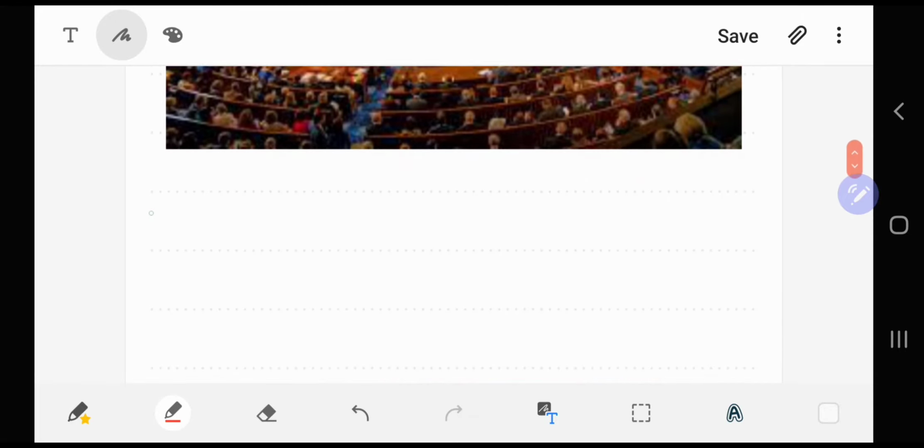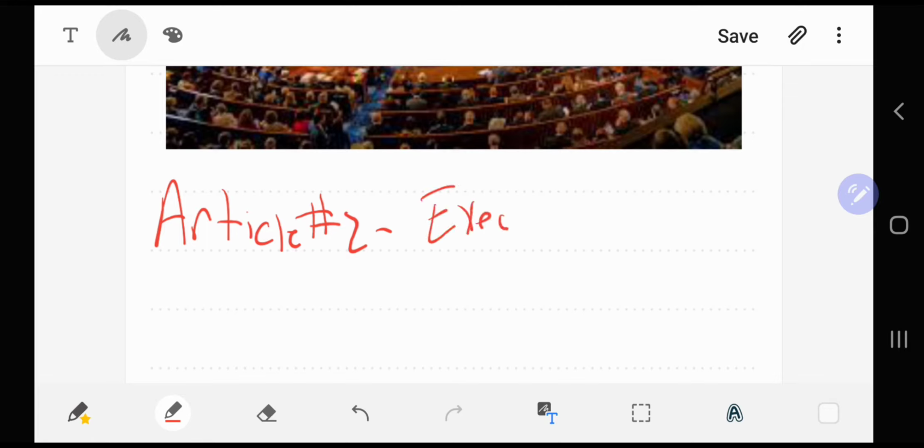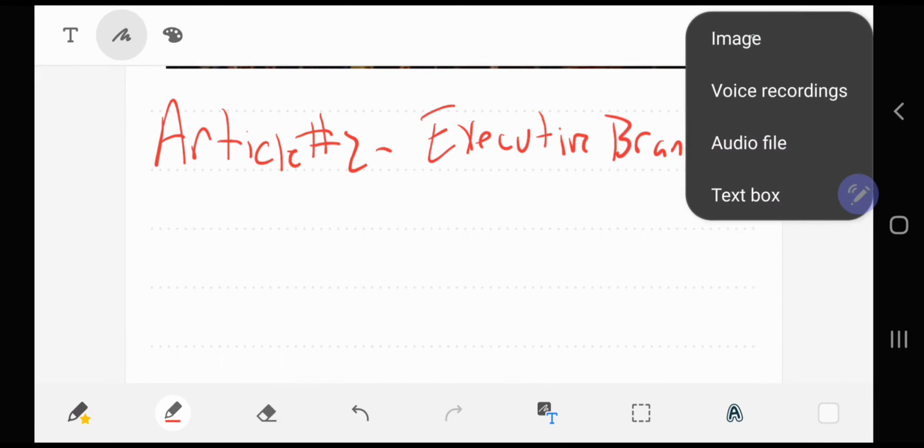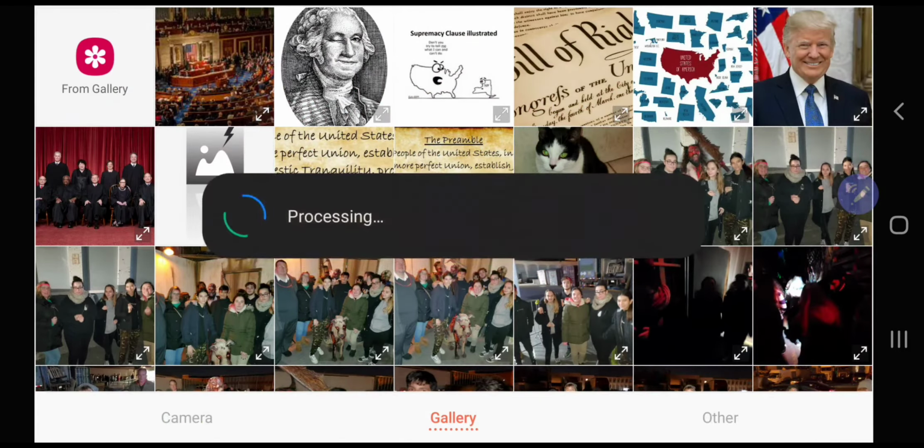Article number 2 establishes the second branch of government, and that is the executive branch. Now, the executive branch is a little bit simpler for us. Think of it like the guy who runs a company. In this case, the company is the United States, and our current executive is this guy right here.